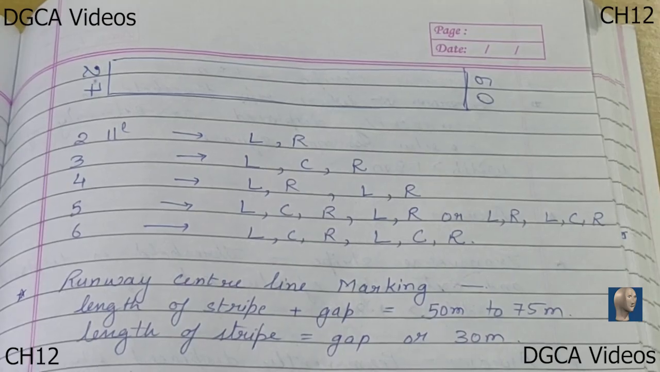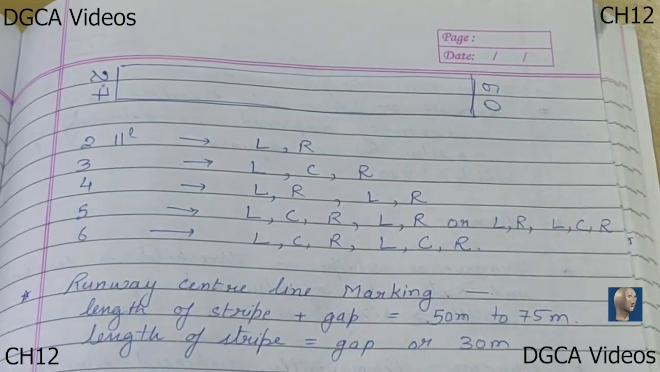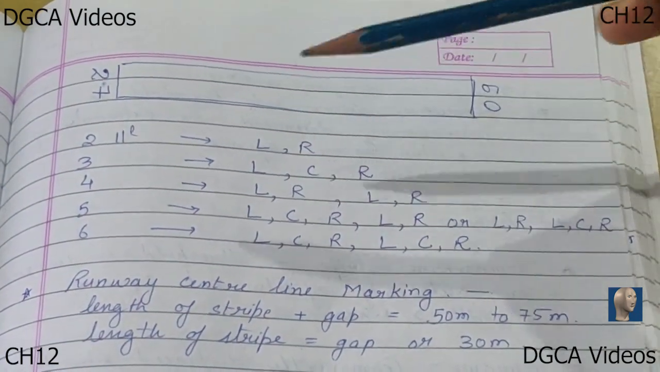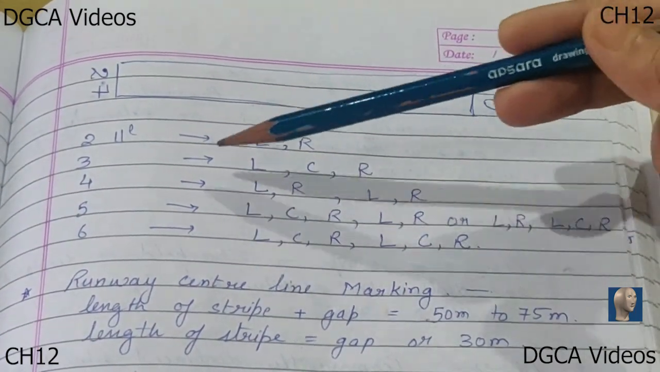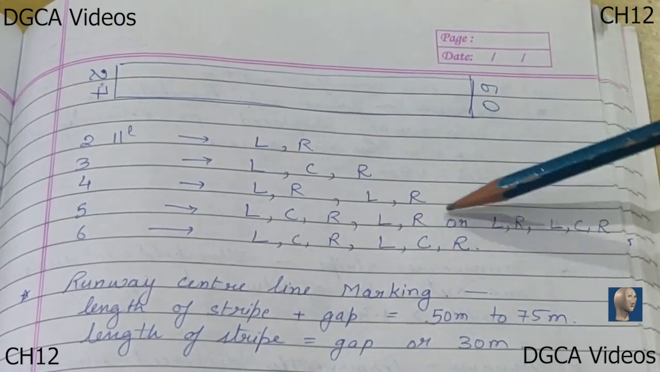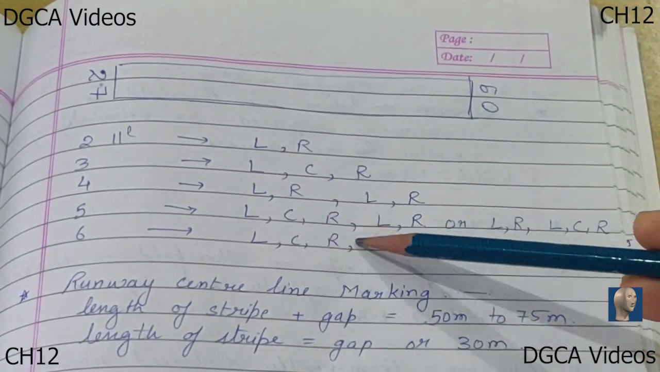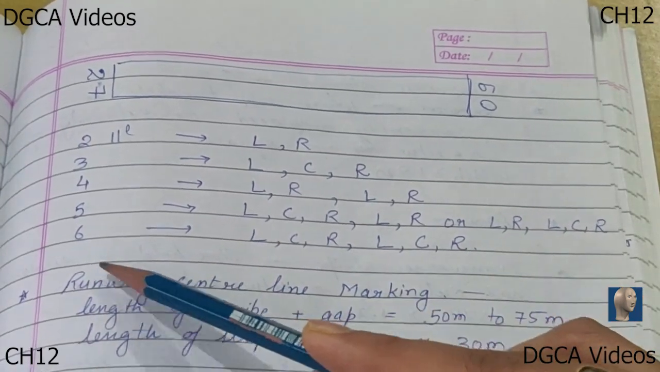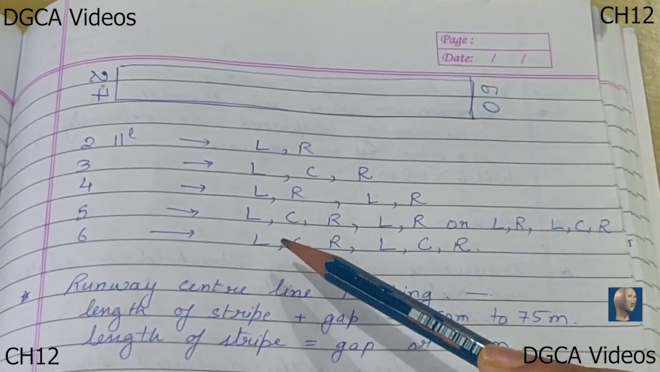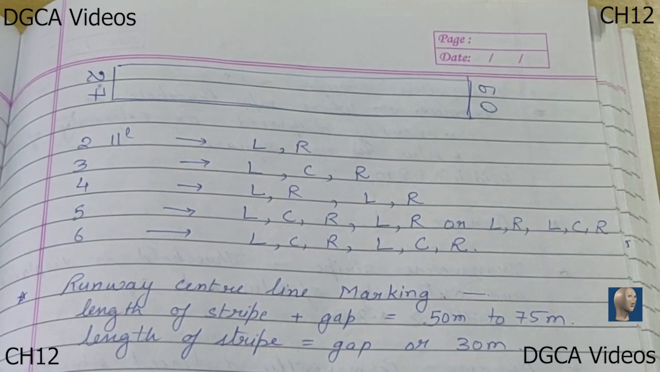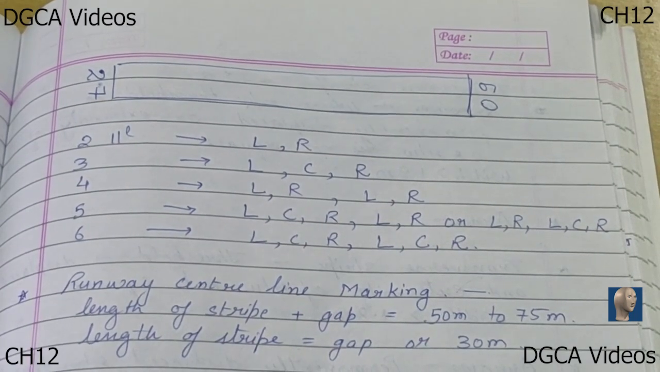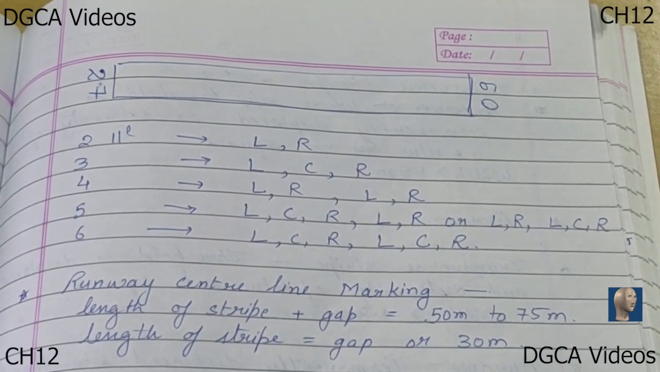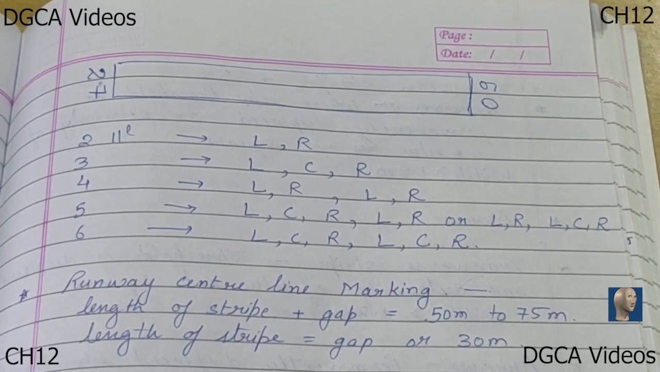Here you can see if there are 2 parallel runways, then L and R. 3 will be LCR, 4 runways, then LR, LR, 5 will be LCR, LR or LR, LCR, and 6 parallel runways will be LCR and LCR. Okay, very easy. Coming on to the next point, which is the runway centerline marking.